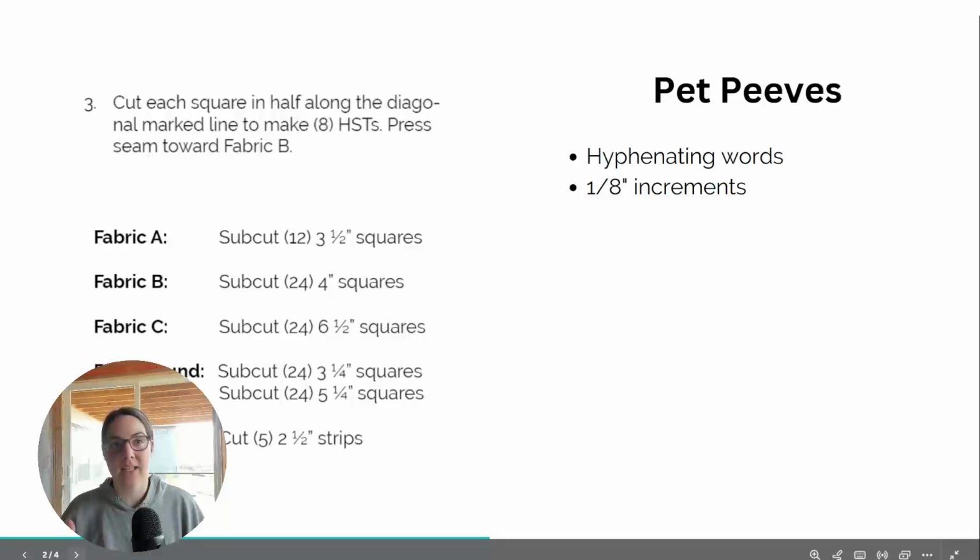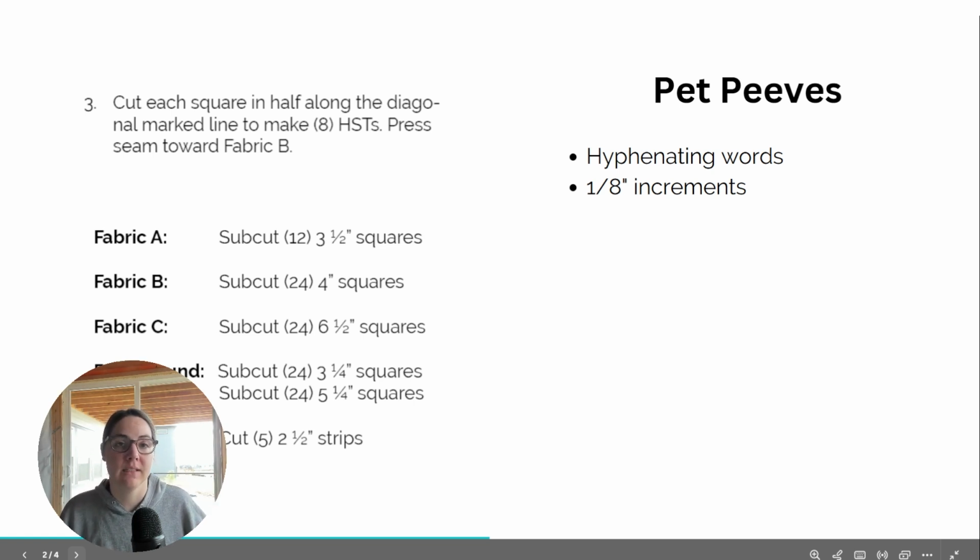So I see a lot of folks that don't like trimming, right? And so they'll make a 2 at a time HST method, and in order to not have to trim those, you have to be really precise, which most people aren't, but you also have to use an 1/8 inch increment because that's just the way that the math works out for half square triangles. And so you end up cutting 3 3/8 inch squares or something along those lines. Most people are not accustomed to cutting 1/8 inch increments. Most quilting rulers are not set up for it. So if you can, avoid it.